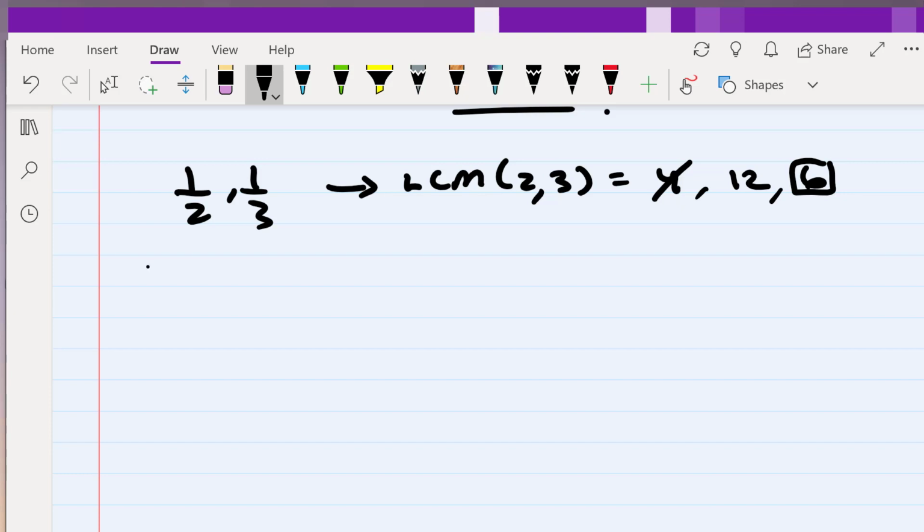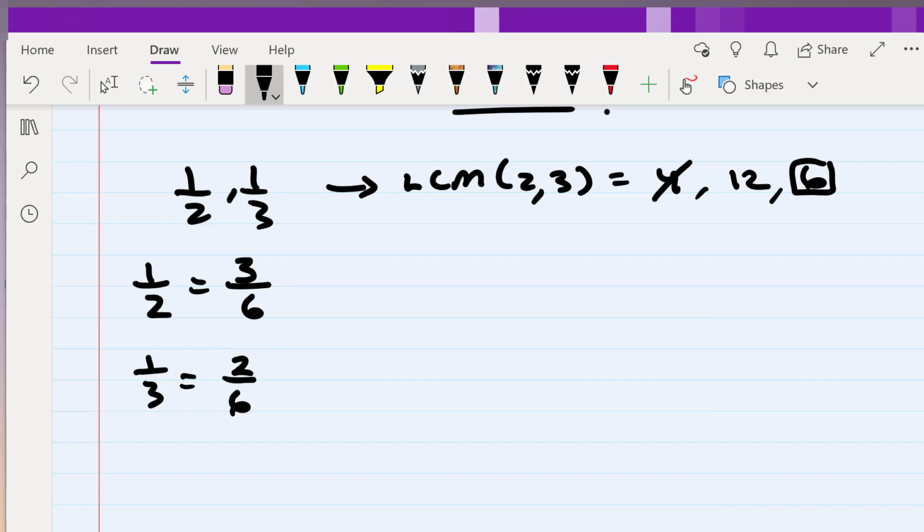So what we write is, we write 1/2 equals something over 6, and 1/3 equals something over 6. So 2 goes into 6 3 times, and 3 times 1 is 3. 3 goes into 6 2 times, and 2 times 1 is 2.